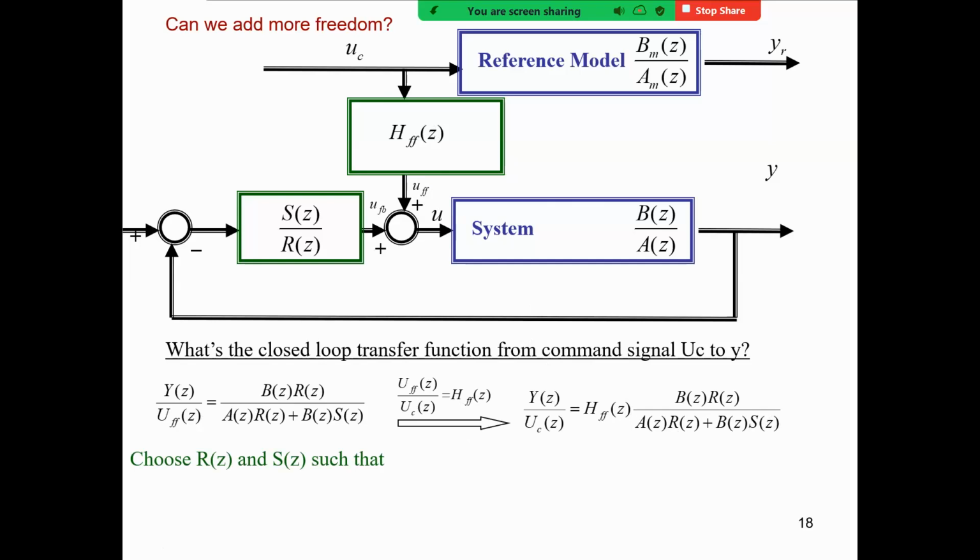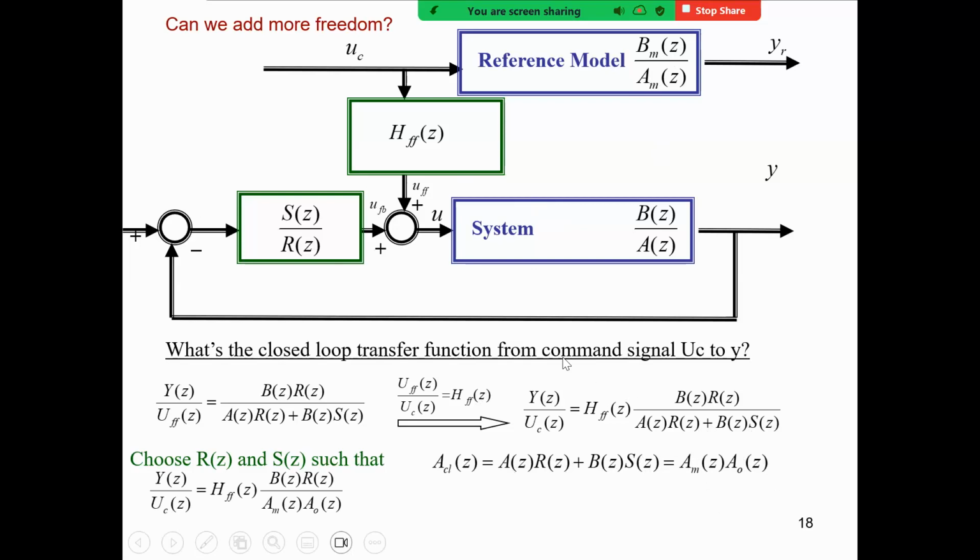Then, how do we design the feedback path? This one is still the same. We try to match the poles, and also we may have to increase the order of the polynomial. So we design the R and S such that AR plus BS equals AM times AO, where AM is from the reference model, plus another polynomial AO to try to match the degree of the polynomials. This is the same. Now, if we have achieved this, we design S and R such that the denominator matches the reference model. So we have this AM times AO in this denominator.